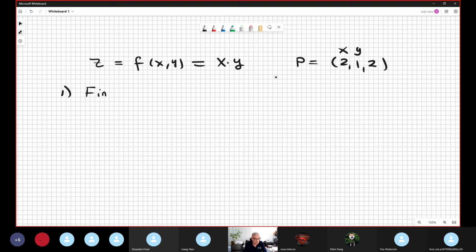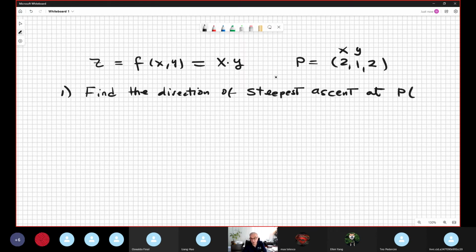You find, number 1, the direction of steepest ascent at the point P, and P in 2D is (2, 1).